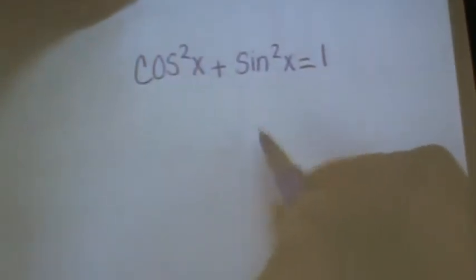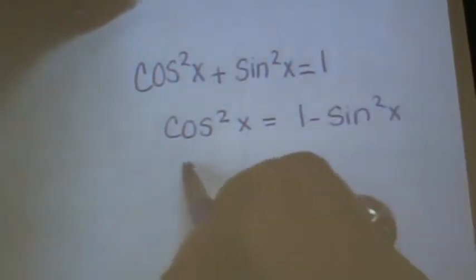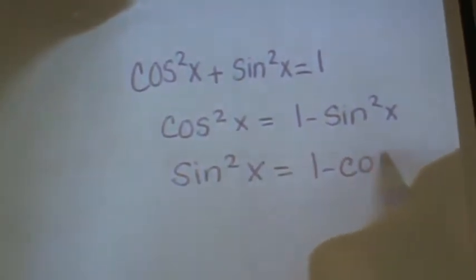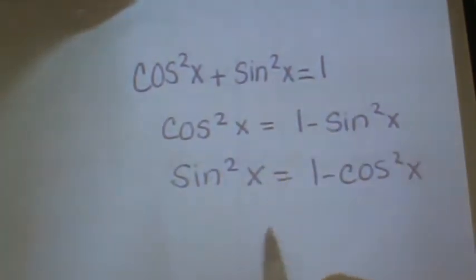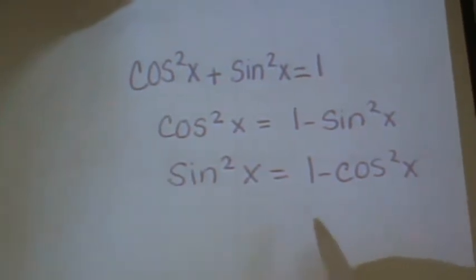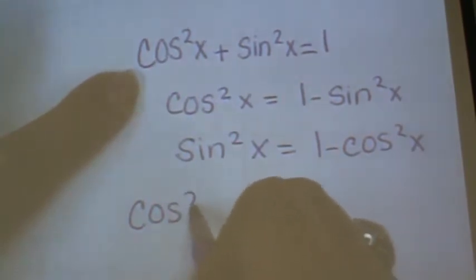We can take this identity and we can transform it into a couple more. What could we do with this? Subtract steps. We could subtract and make 1 minus sine squared, and we can also write this as sine squared. All I did was move either this over or that over. Is that okay with everybody? Yep.